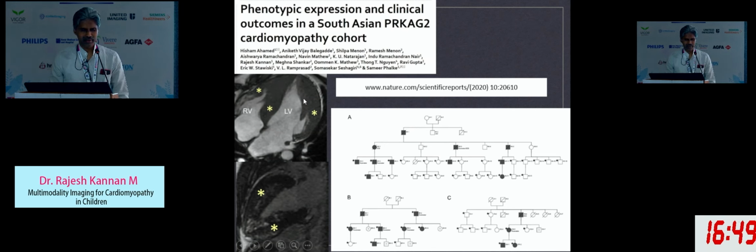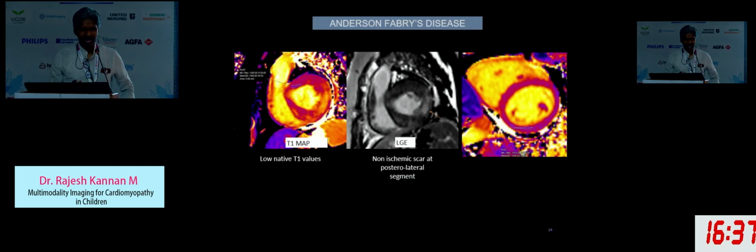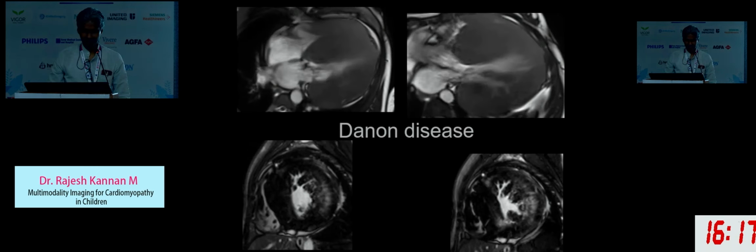And this is characterized by asymmetrical septal hypertrophy. In this type of HCM, the LGE was relatively less as compared to many other HCM phenotypes. Anderson-Fabry disease has a very typical feature, characterized by very low native T1. Remember, the 2 important conditions which will have a low T1 are Fabry and hemochromatosis, iron overload. It's also characterized by a mid-myocardial non-ischemic scar involving the basal inferolateral segments.